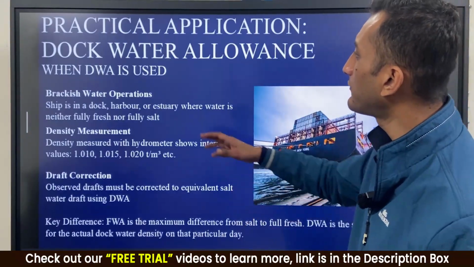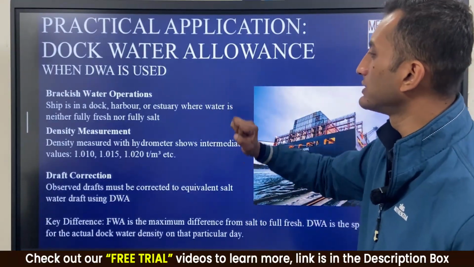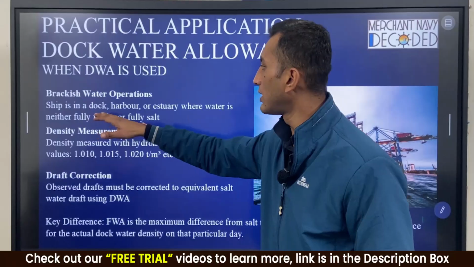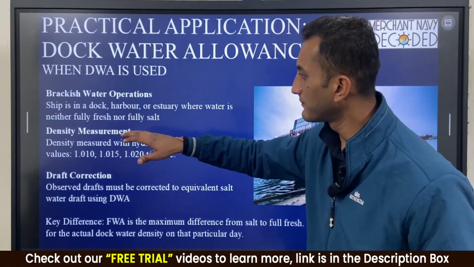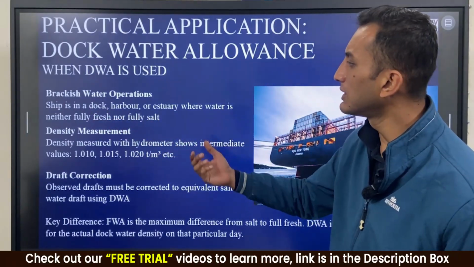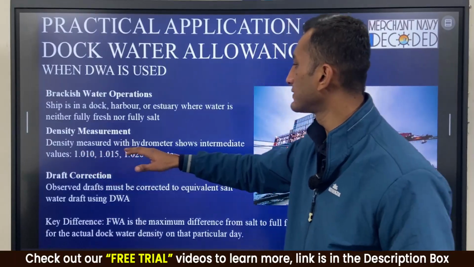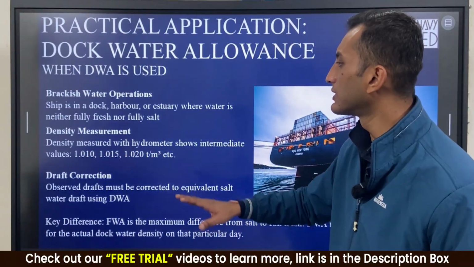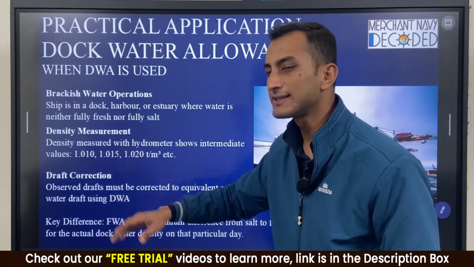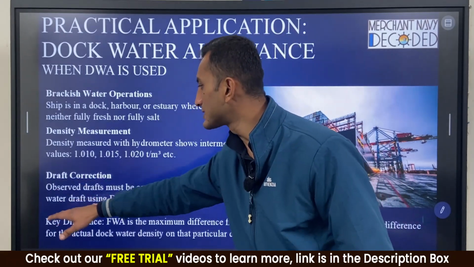Now, practical use of dock water lines. When dock water is used: brackish water operations. Ships in dock harbors, estuary where water is neither fully fresh nor fully salt. Density measurement: density measured with hydrometer shows intermediate values. This is draft correction. This is all the same. As I said, draft correction is what is draft correction.